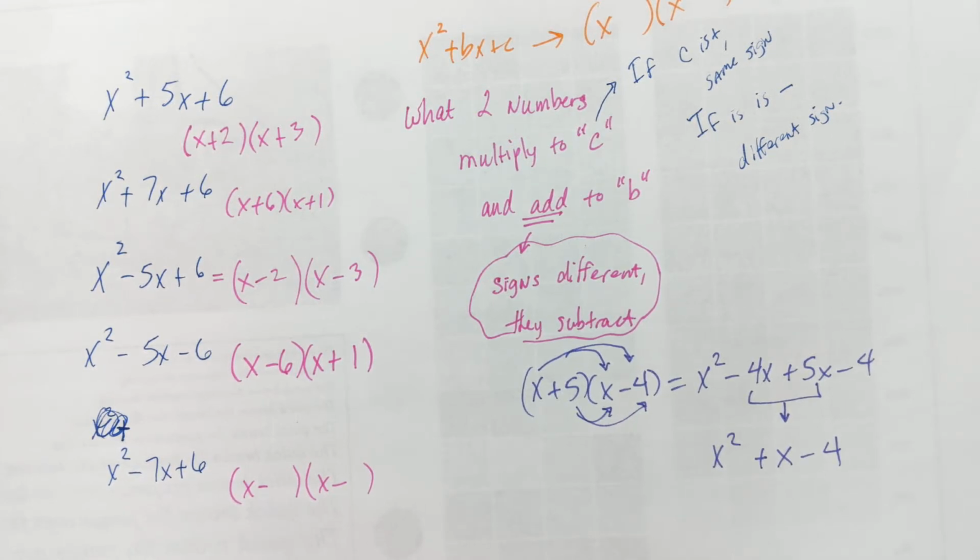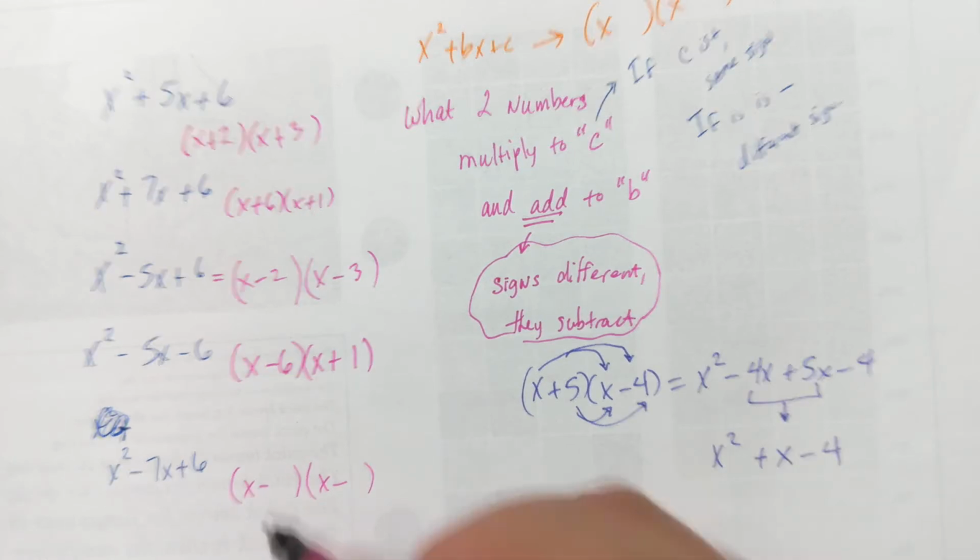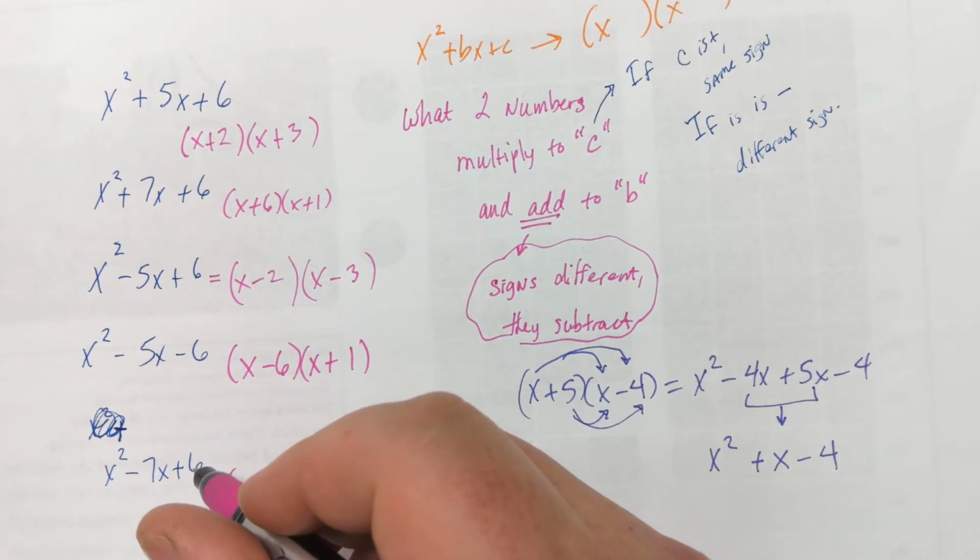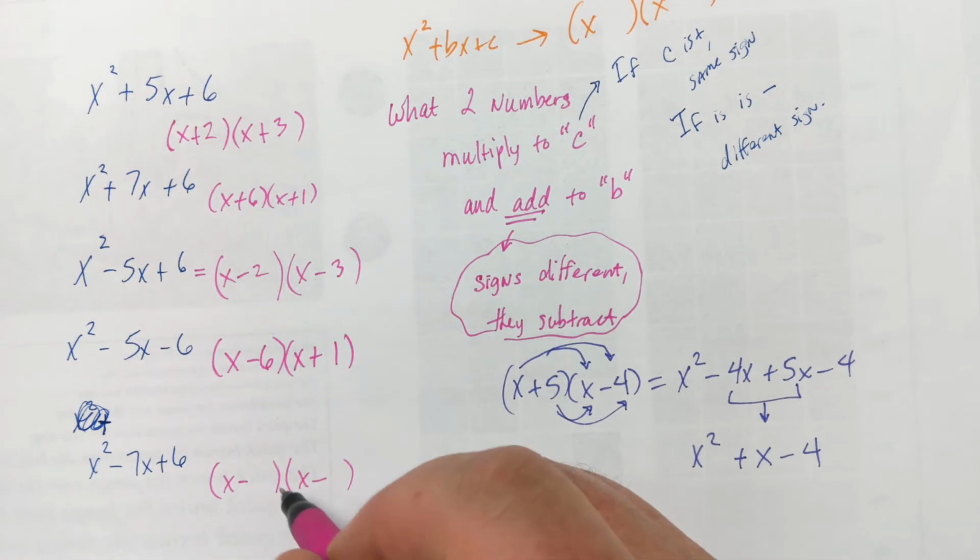That's 1, 2, 3, 4, 5 problems out of 5. How many did you get right out of the 5 problems on the board? Oh, we didn't do the last one. Let's back the truck up. Okay. Same sign. Two numbers that multiply to 6 and add to 7.